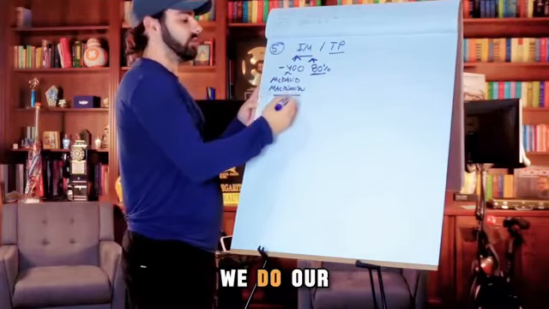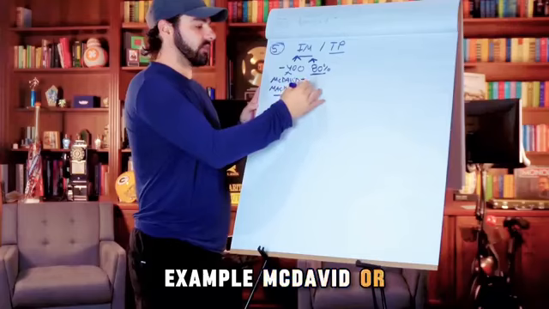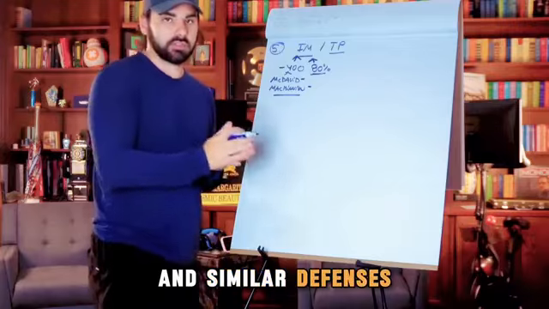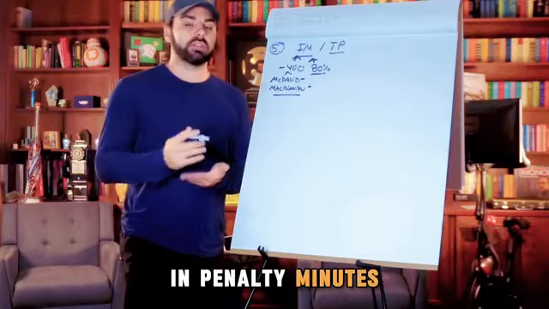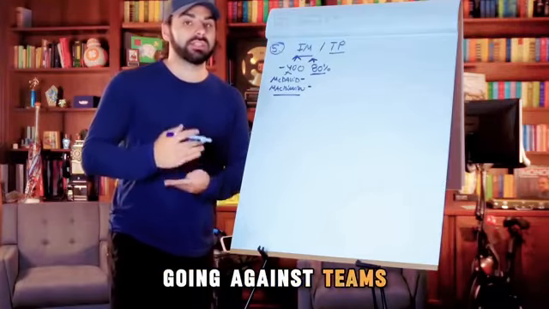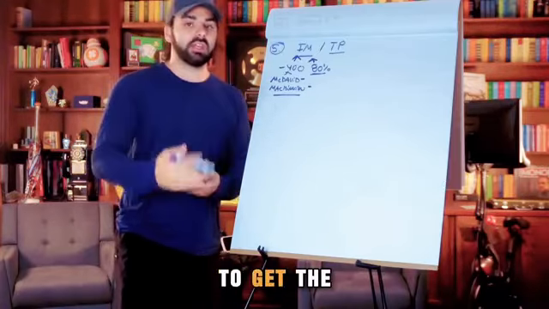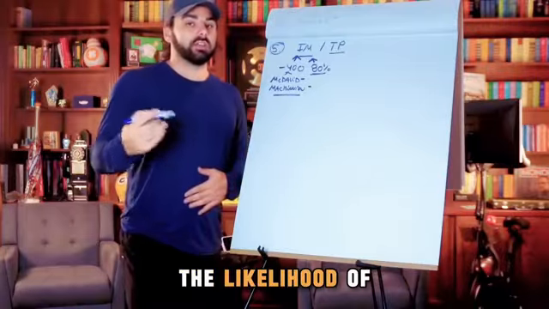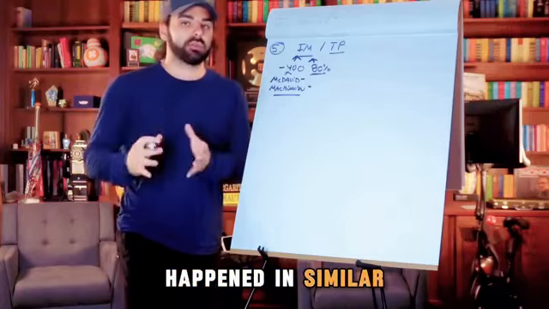Because now, if we do our true probability math here, and we look at how, for example, McDavid or McKinnon did against the team they're facing and similar defenses, okay? Similar defenses means if they're going against a team that's top 5 in penalty minutes, you need to look at their stats against teams that are top 5 in penalty minutes to get similar results of exactly what they have done against those types of teams. That's what gives you the true percentage, the likelihood of what is actually going to happen in that game, because it's already happened in similar scenarios.